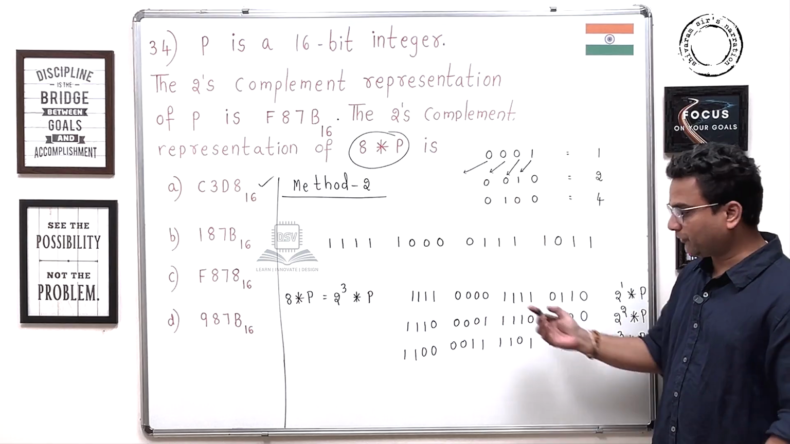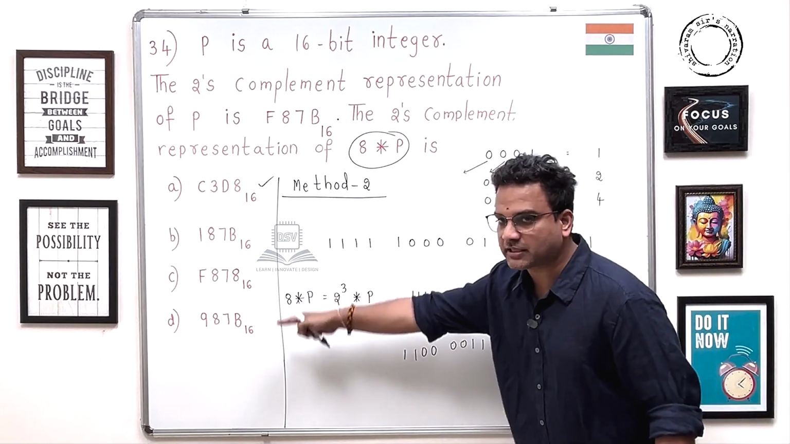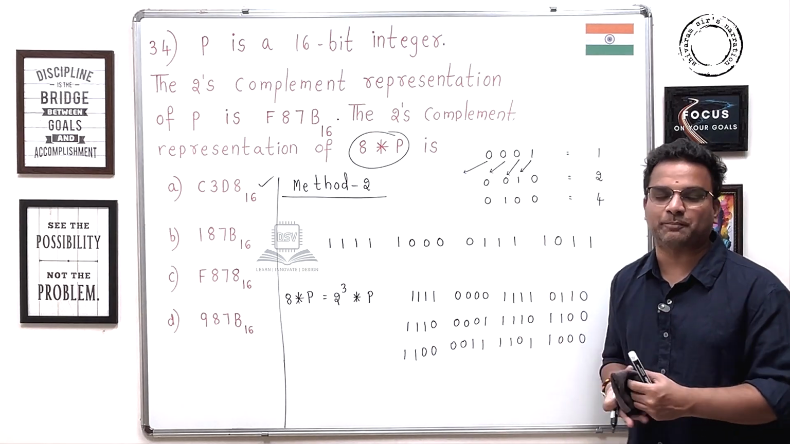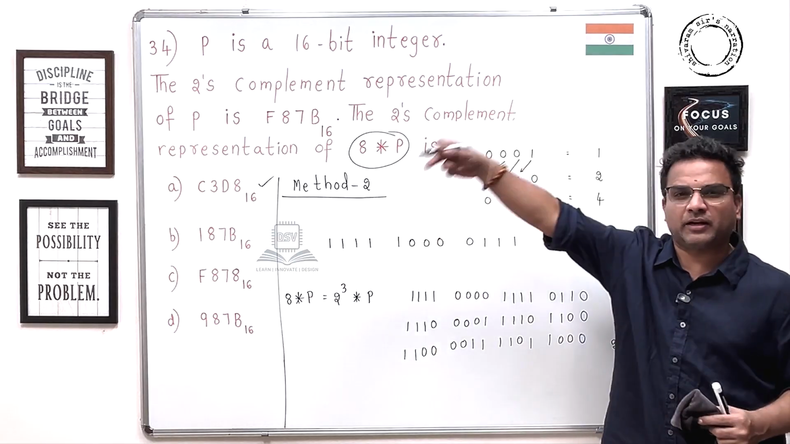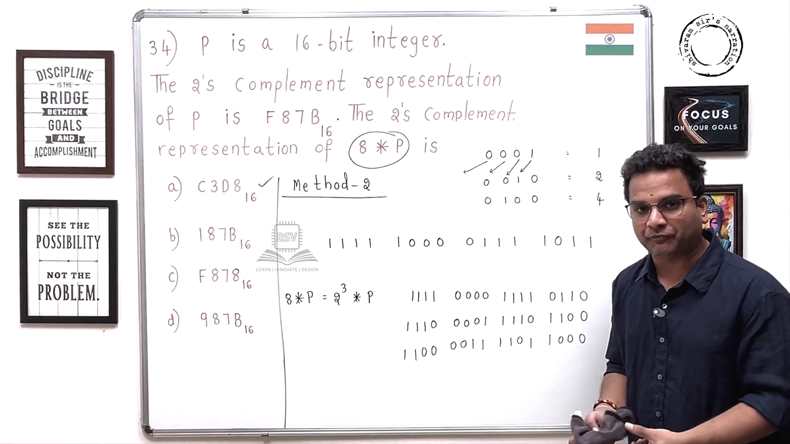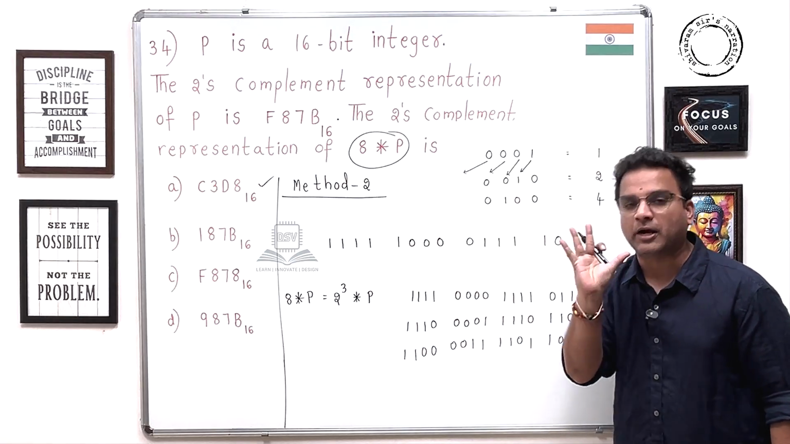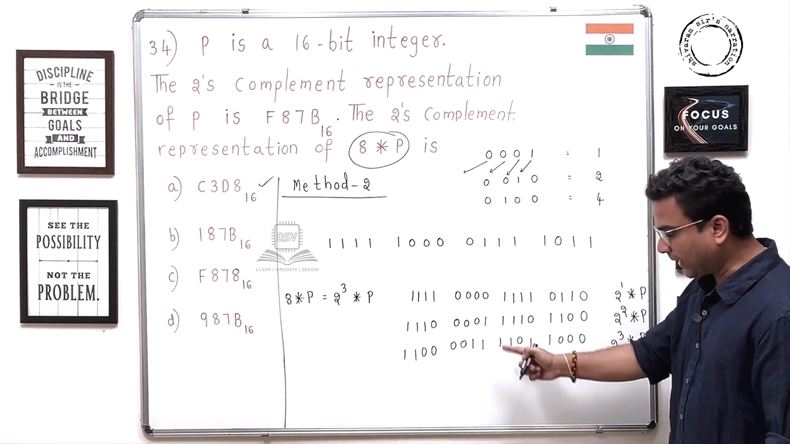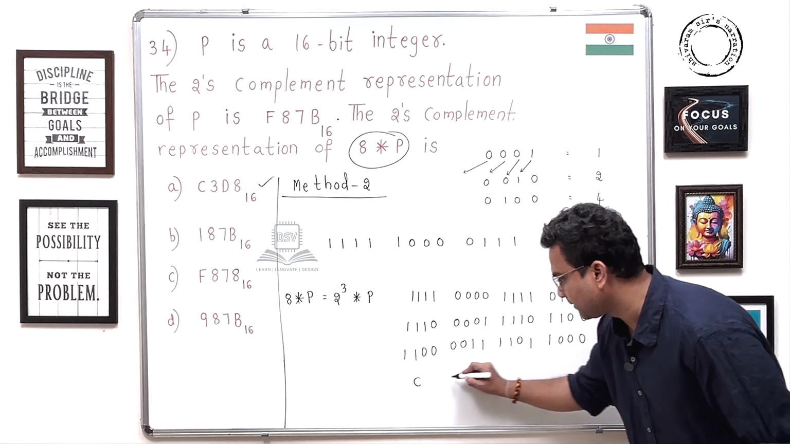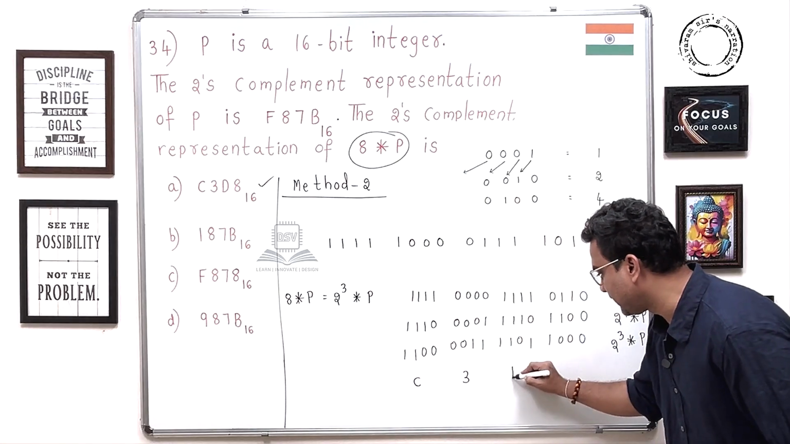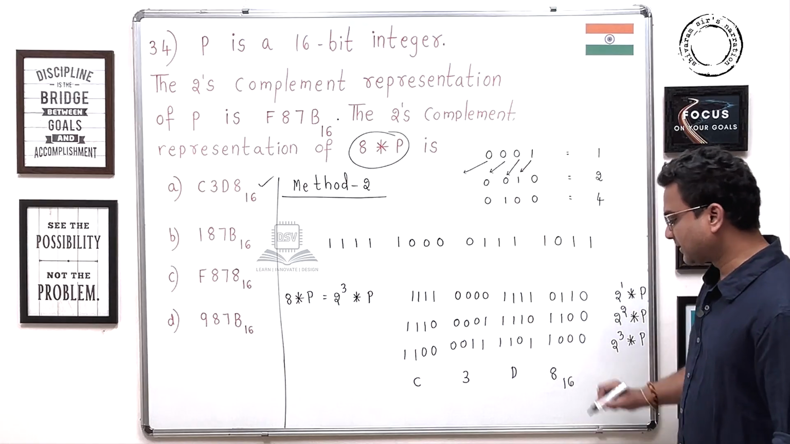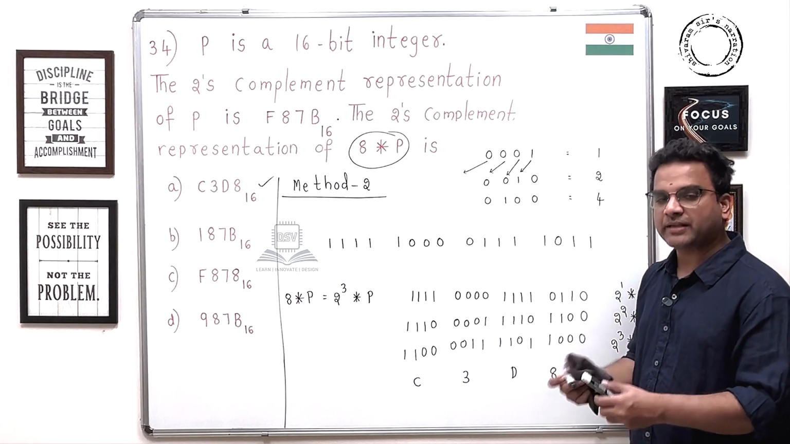Now if you convert into hexadecimal form, you will get the answer, because we didn't go from 2's complement to decimal again. No, we are still in 2's complement only. Of course we have performed the shift left operation. Now when you take it into hexadecimal form, 1100 is C, so we get C3D8 in hexadecimal, option C3D8, base 16.